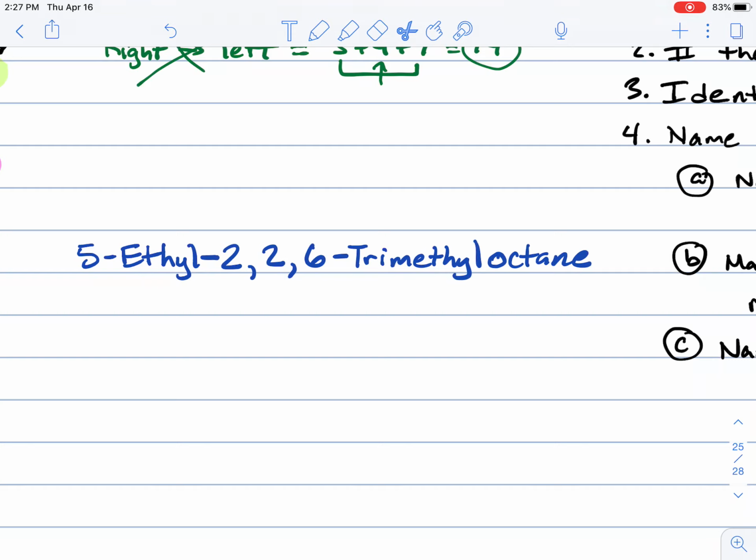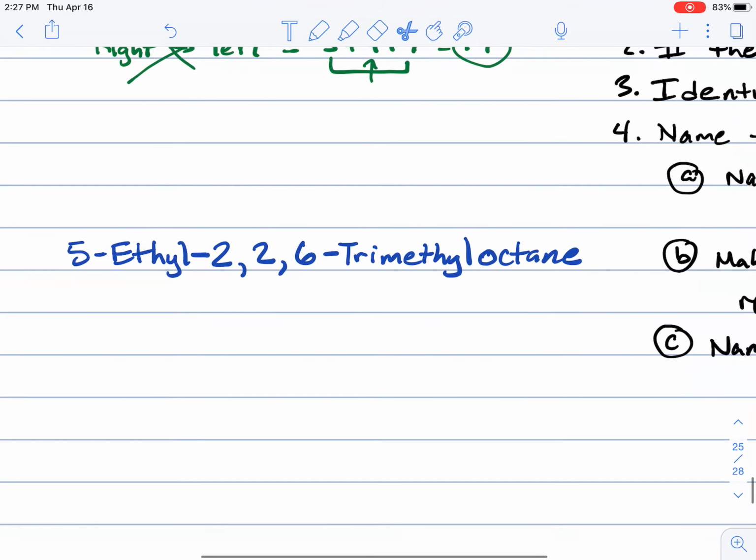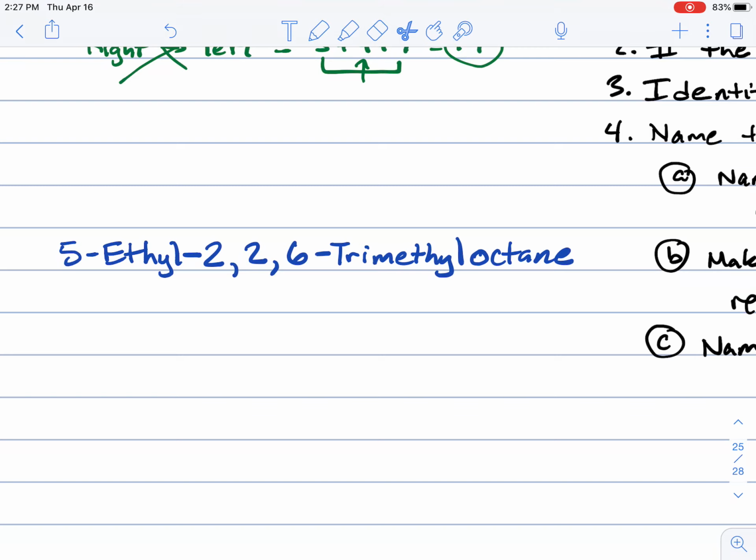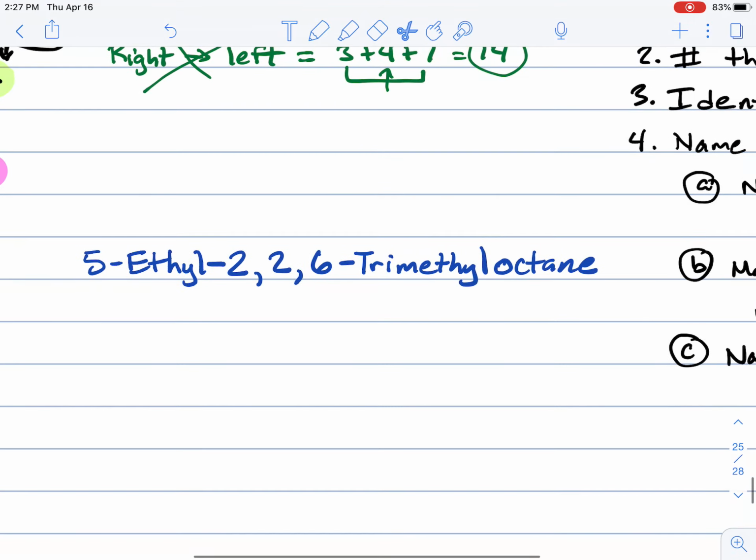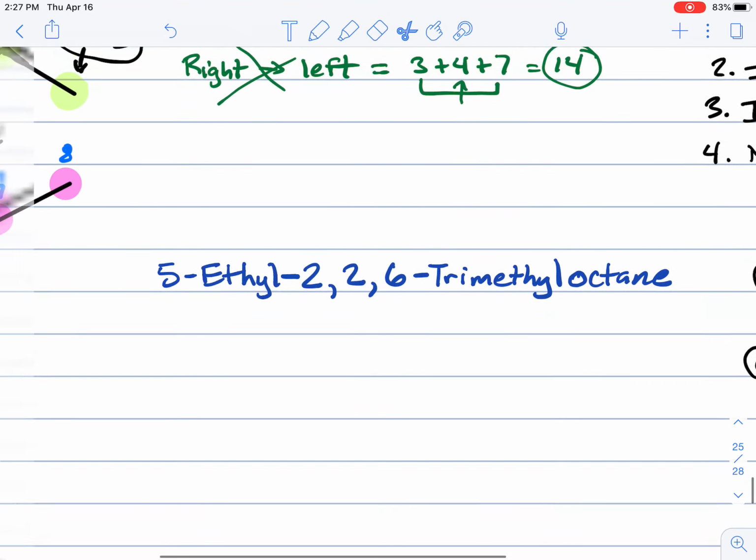And there you go. This is the name of this organic compound, 5-ethyl 2,2,6-trimethyl octane. Now, once again, I mentioned this in the previous video, but I really do encourage you to draw what you named. It's really important for you to draw what you named so that you can get some practice on converting the name to its organic structure.